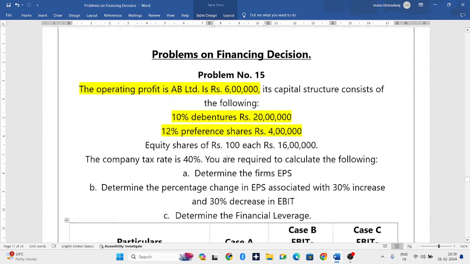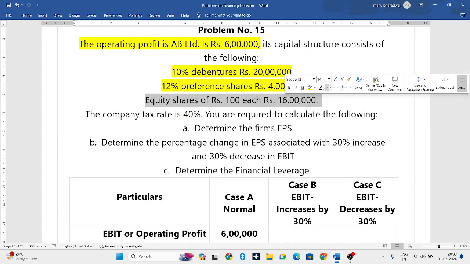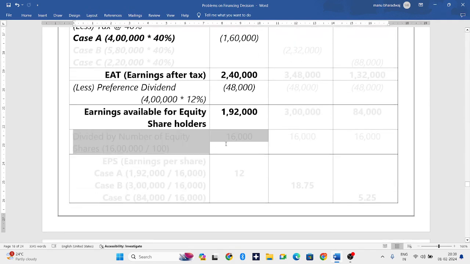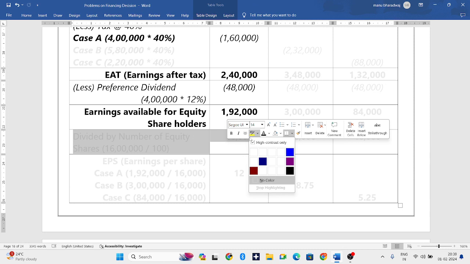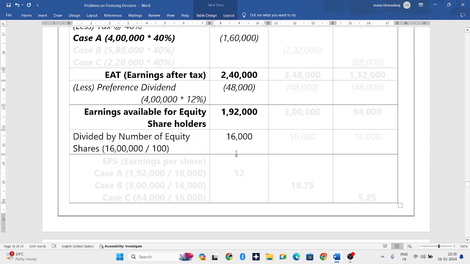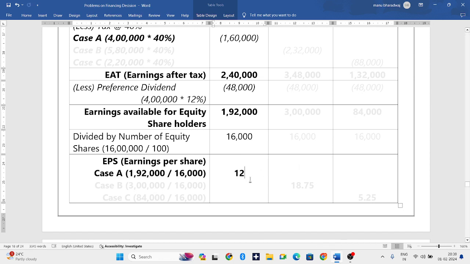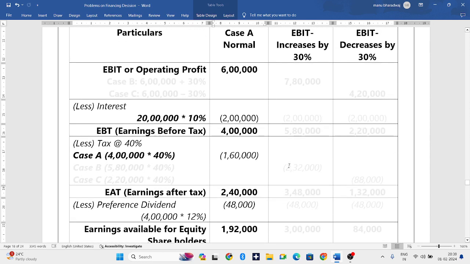The total equity share capital is 16 lakh and each share value is 100 rupees. So 16 lakh divided by 100 gives the number of equity shares, that is 16,000. Now we have to calculate earnings per share. 1,92,000 should be divided by 16,000. You will get 12 rupees. 12 rupees is the earnings per share.